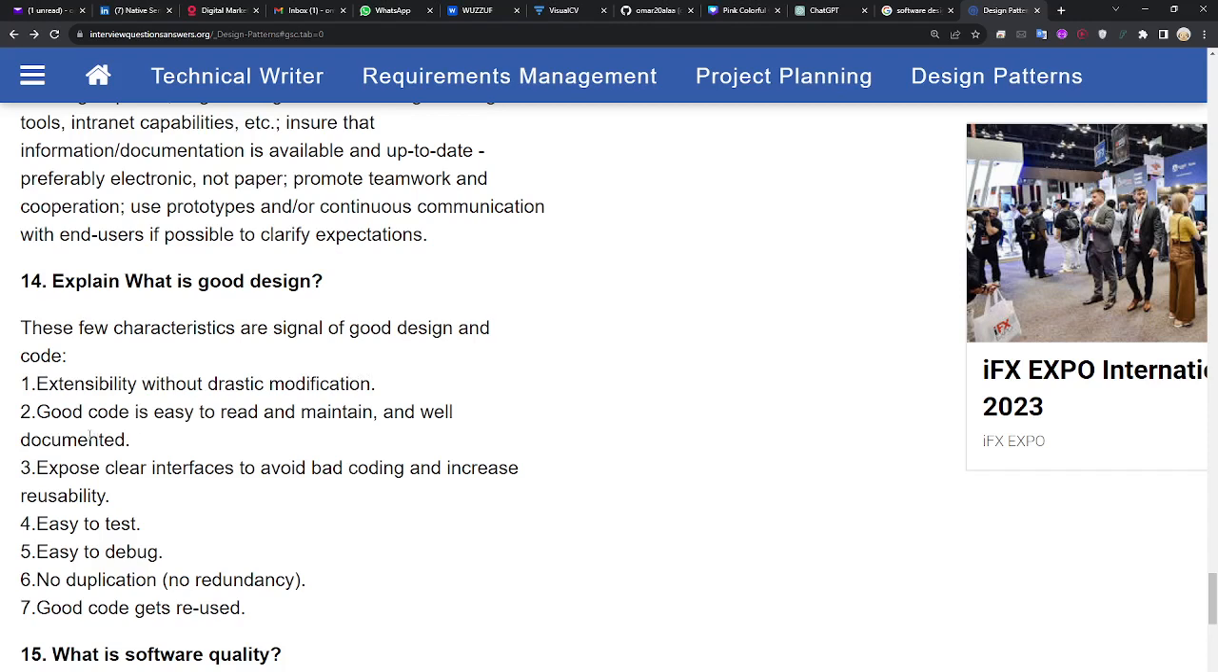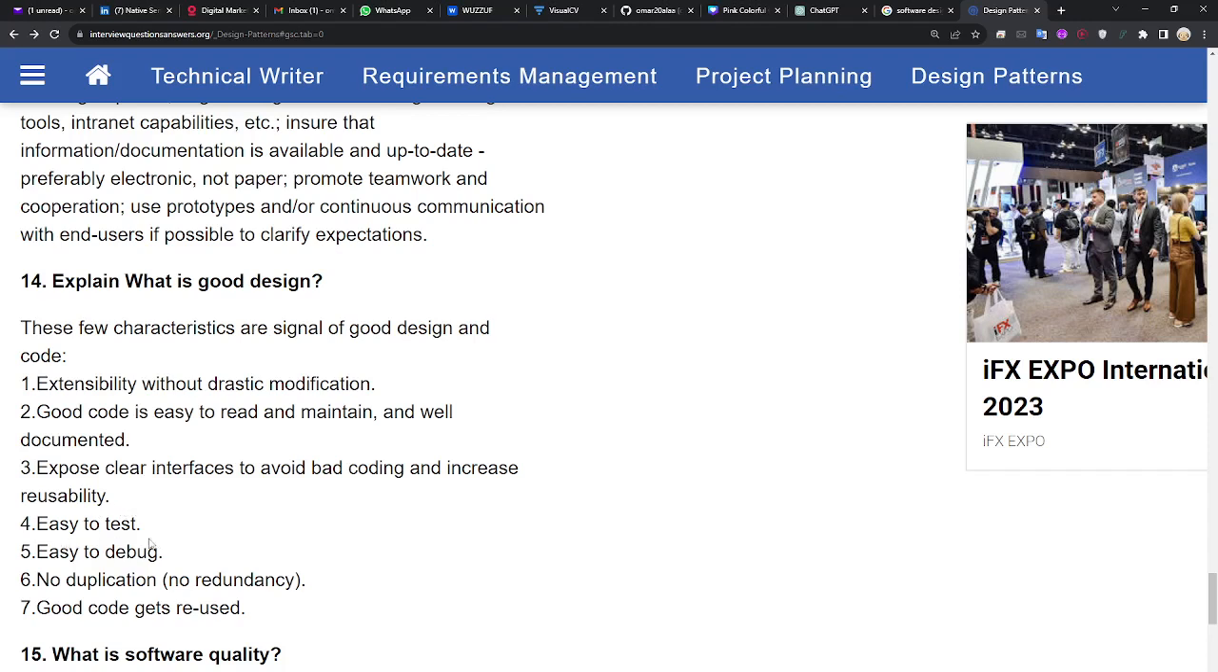Good code is easy to read and maintain. الكود الكويس هو اللي سهل ان انت تقراه وقابل للصيانة and well documented، مكتوب بشكل جيد. Expose clear interfaces to avoid bad coding and increase reusability، انك تكريت انترفيسز واضحة عشان تتجنب الكودينج السيء وتزود الريوزابيلتي، انك تقدر تعيد استخدامها في اكتر من حاجة.